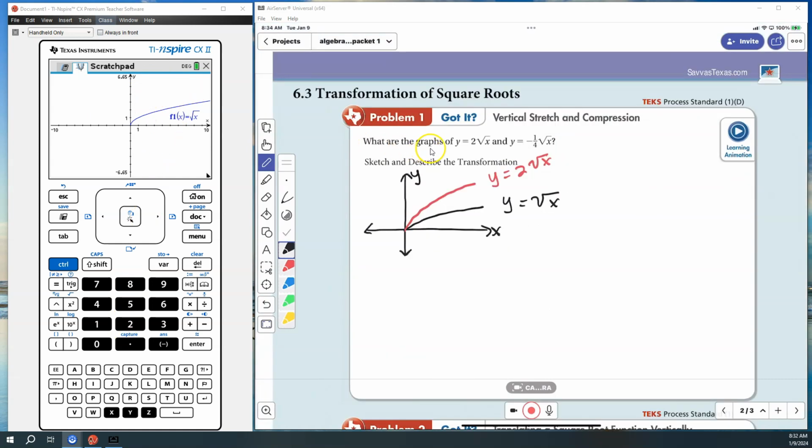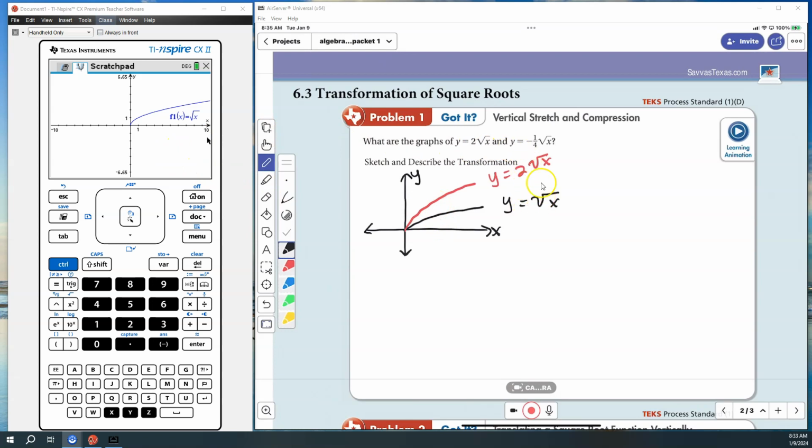What are the graphs of y equals 2 square root of x and y equals negative 1/4 square root of x? They want us to graph these two, sketch, and describe the transformation. Well, we have the square root of x, and now we have y equals 2 times the square root of x. You notice that this 2 is larger than 1, so it's going to vertically stretch the graph.